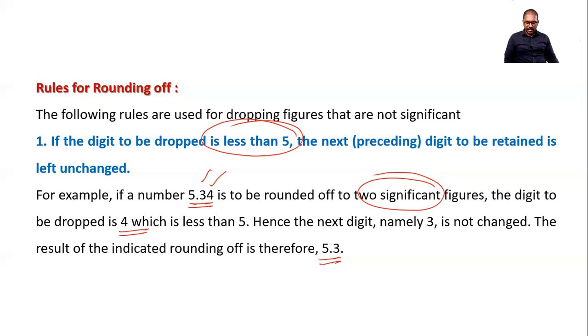Another example we can see: 5.682. We have to round off this number to three significant figures, means we have to drop this 2. So if you want to drop the number and if this number is less than 5, then we can retain the previous number. So we get a rounded number 5.68. So I hope you understood rule number 1.